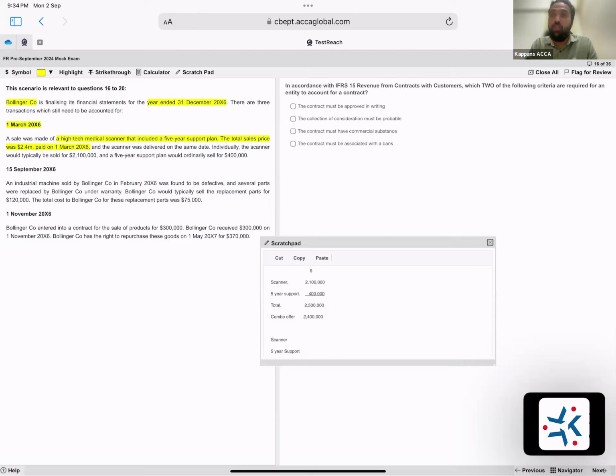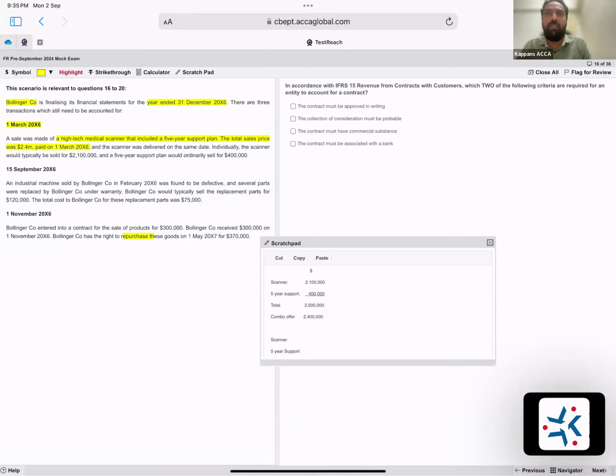November X6, 2 months before the year end, December X6, Bollinger entered into a contract for sale of product for 300,000. Bollinger received 300,000 on November X6. Bollinger has the right to repurchase these goods on May X7 for 370,000. So there's a repurchase agreement. So maybe one of the questions could be related to the repurchase agreement.